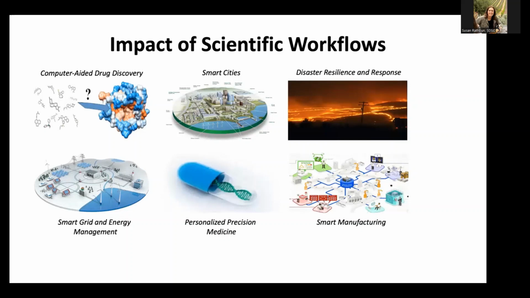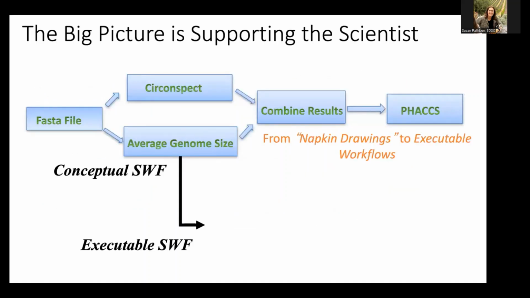Scientific workflows are used in a variety of scientific domains, and some of the examples where we have used scientific workflows to develop data science workflows are computer-aided drug discovery, smart cities, disaster and resilience response such as wildfire, smart grid and energy management. We have used them in personalized precision medicine and smart manufacturing industry projects.